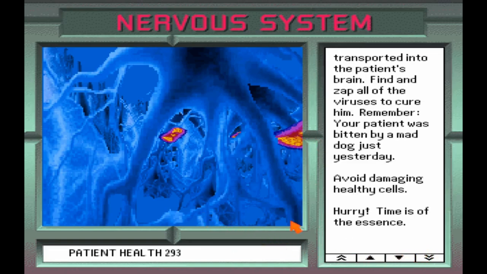You have been transported into the patient's brain. Find and zap all of the viruses to cure him. Remember, your patient was bitten by a mad dog just yesterday. Avoid damaging healthy cells. Hurry! Time is of the essence.